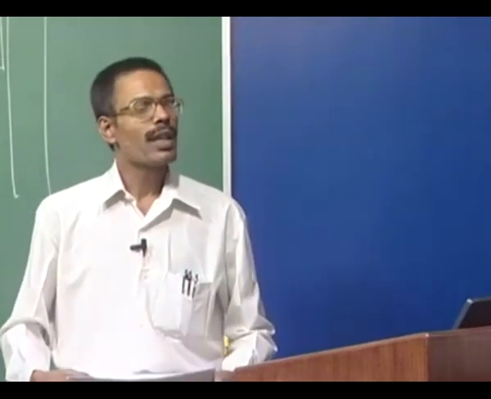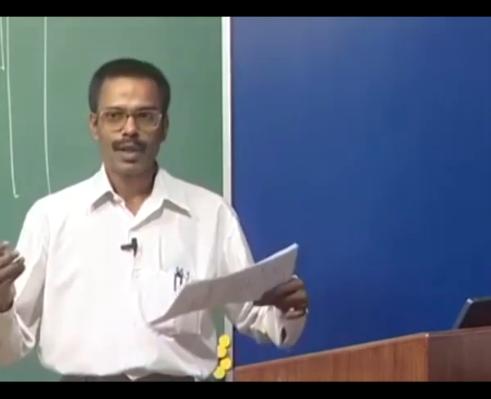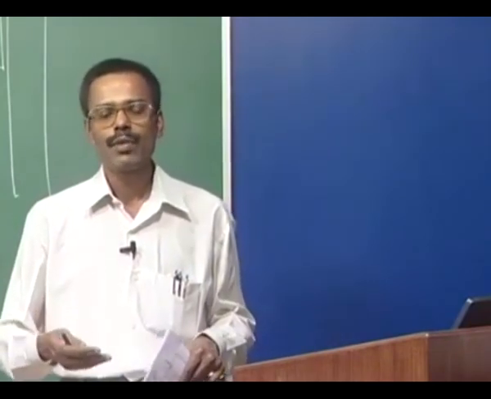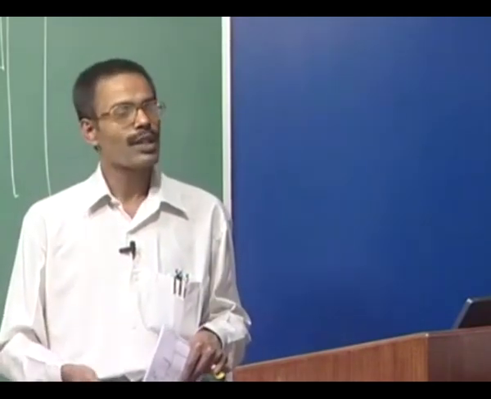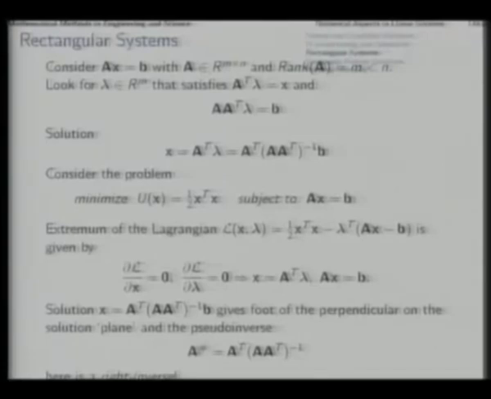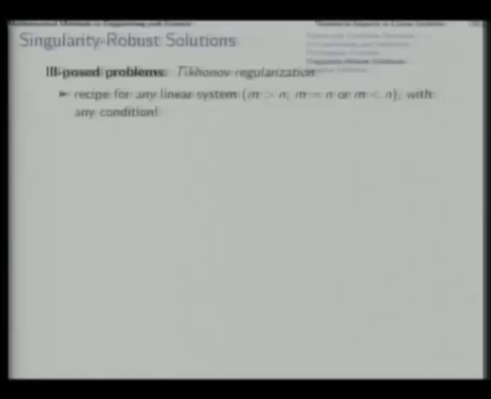That will mean that you have got the problem of the system being rectangular, combined with the additional problem of rank deficiency or singularity of A transpose in this case and A transpose A in that case. Compounded with that could be the ill conditioning issue. That means the most general situation.